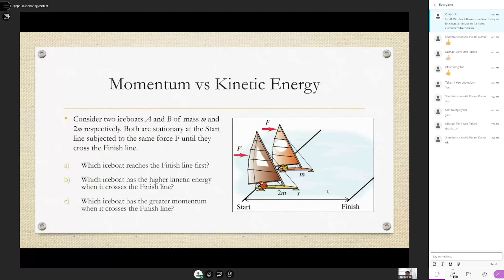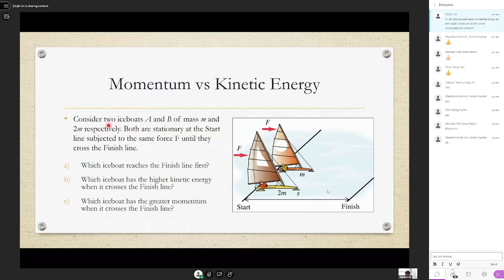No questions so far? Then we continue. We come to momentum versus kinetic energy. We already learned about kinetic energy, right? Now we bring in momentum and see what the difference is. As we know, kinetic energy is half mv squared. Momentum is mv. They are quite similar, right? But actually, they are different things. From this illustration, you can see how they are different also.